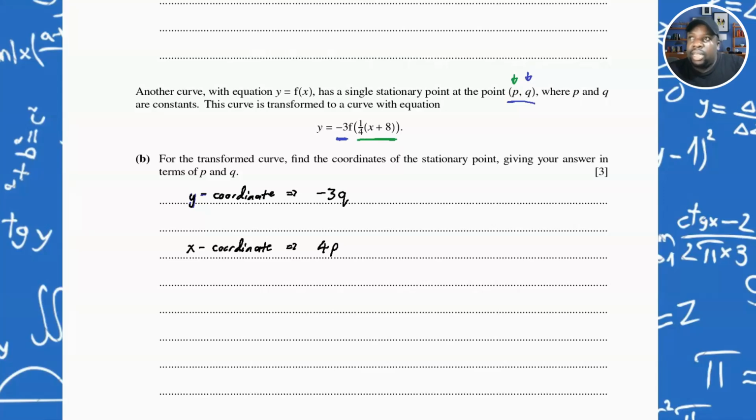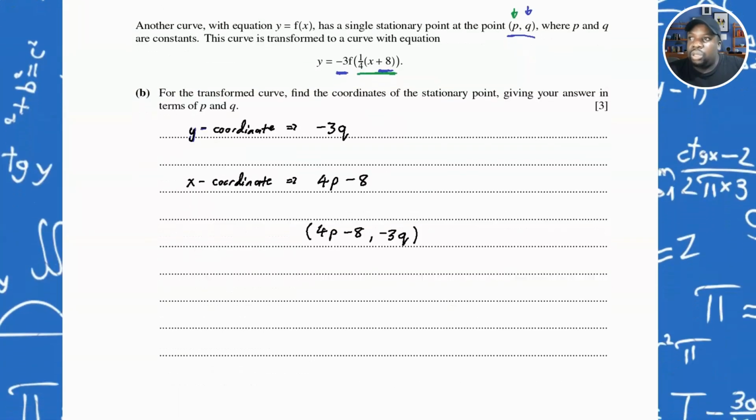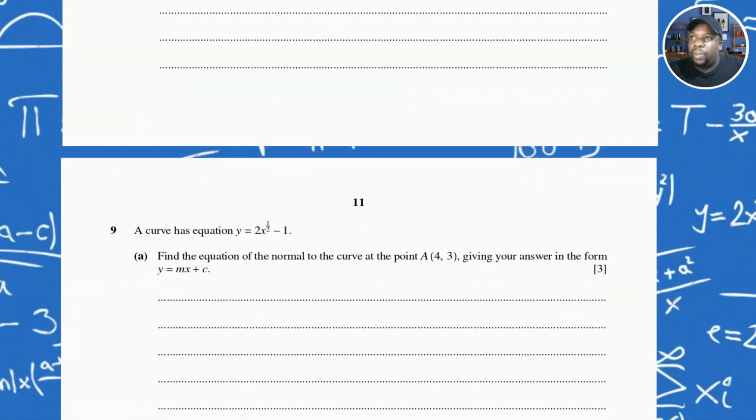Not only that, you can see that again we have a plus 8. Since it's a plus 8, it means the translation is in the negative. So it's minus 8 on the x coordinate. So the coordinates will be written 4p minus 8 and minus 3q. So that's basically how we do it for part B. Let's go on to the next question, which is number 9.